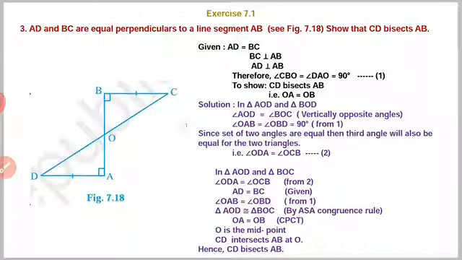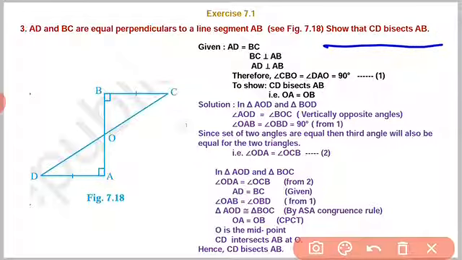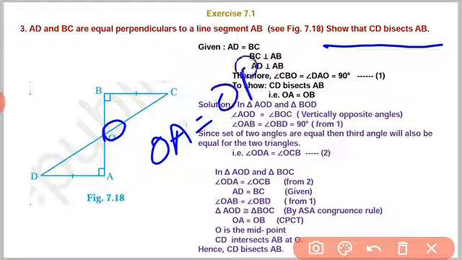Let's take question number 3. In question number 3, we are given AD and BC are equal perpendiculars to a line segment AB. Show that CD bisects AB. Whenever a line bisects another line, it means that the bisecting line divides the other line into two equal halves. Means if DC is bisecting AB at O, then we need to prove OA is equal to OB. What we have to prove? OA is equal to OB.